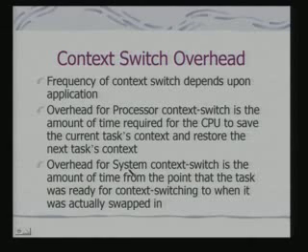And overhead for the system is the amount of time from the point that the task was ready for context switching to when it actually swapped in. Okay. So these are the two kinds of time we are looking at. This is the time when there is a decision to context switch, and the time actually consumed by the processor in saving and restoring the context. And this is the time from the point where the task becomes ready to actually the task being swapped in. So there are these two overheads. Obviously, we would like to have this frequency of context switch minimum, so that this overhead is also minimum for an embedded appliance.